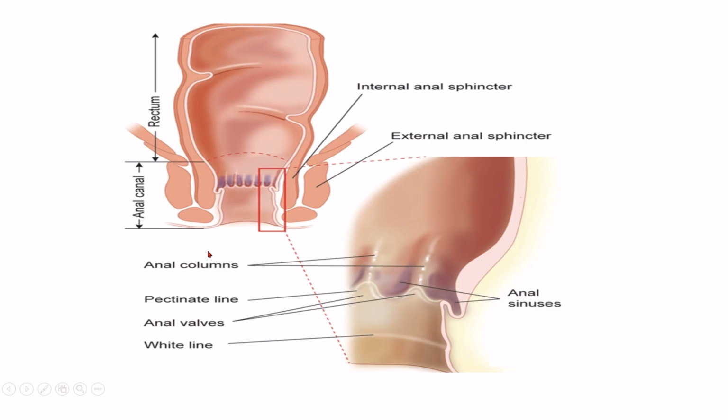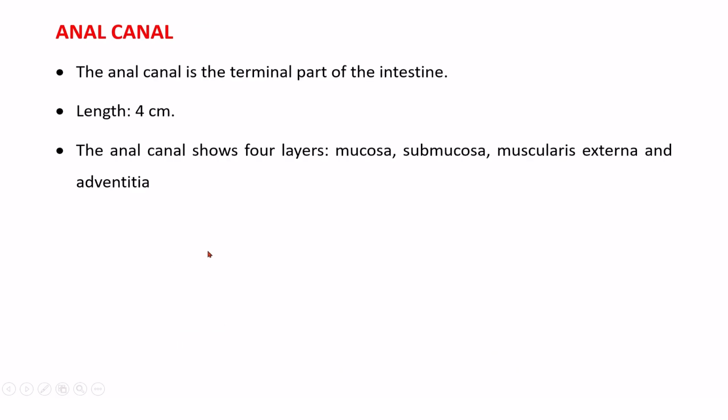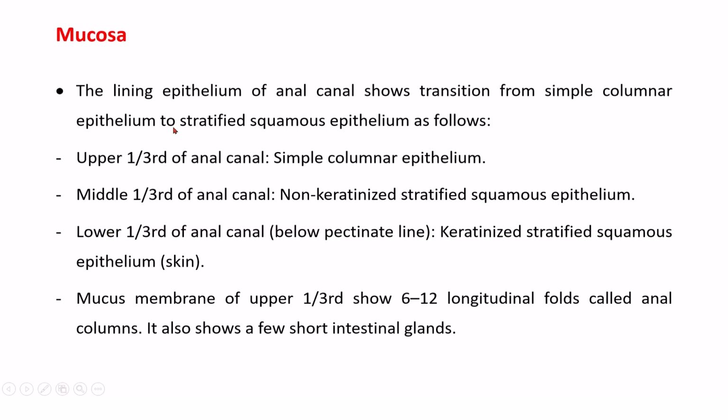So this is the anal canal. The anal canal is the terminal part of the intestine. Length is 4 centimeters. The anal canal shows 4 layers: mucosa, submucosa, muscularis externa, and adventitia. You can see here the lining epithelium of the anal canal shows transition. In the upper one third, it is simple columnar epithelium. In the middle one third, it is non-keratinized stratified squamous epithelium. In the lower one third, below the pectinate line, it is keratinized stratified squamous epithelium, almost like skin.